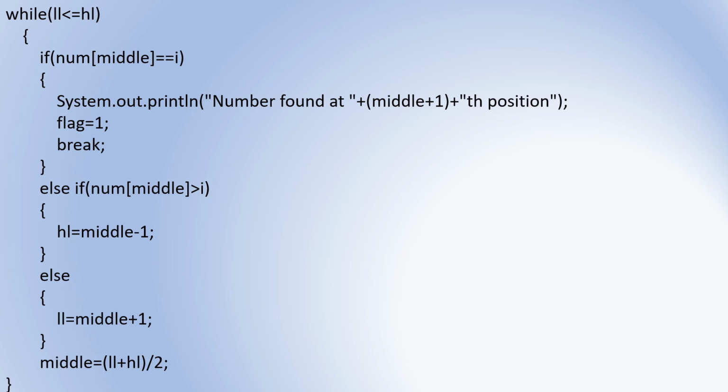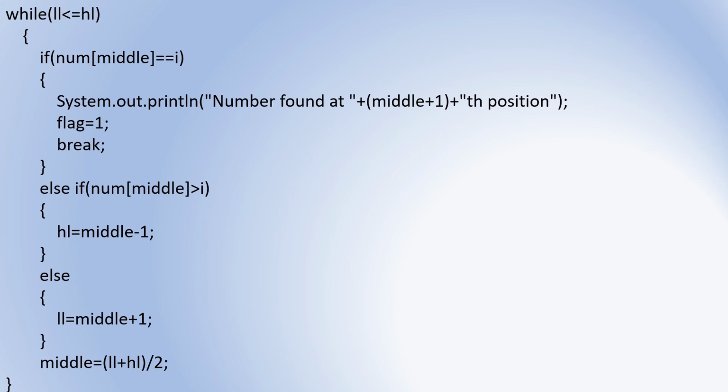Next, if we didn't find the value in the if condition, we have to find out whether we have to go in the left direction. For that we would check whether the value at the middle position is greater than the I value. If yes, we would update the value of higher limit. If both the if and else if conditions don't hold true, that means we now have to move in the right direction and subsequently update the value of lower limit.